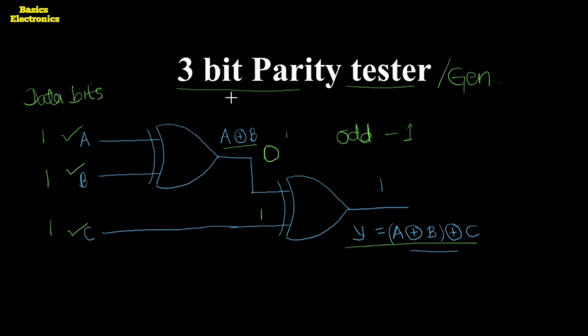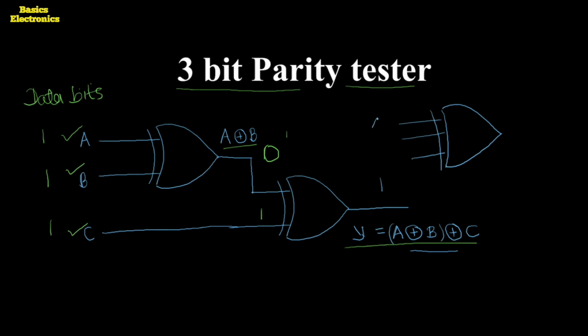Its symbol may be drawn. The symbol of this parity tester may be drawn, but here we use the symbol of the XOR gate as a 3-bit or 4-bit parity tester. Here we apply the inputs like this: A input, B input and C input. The output is Y equals A XOR B XOR C. Okay, a very simple symbol, but we also need to draw the truth table.